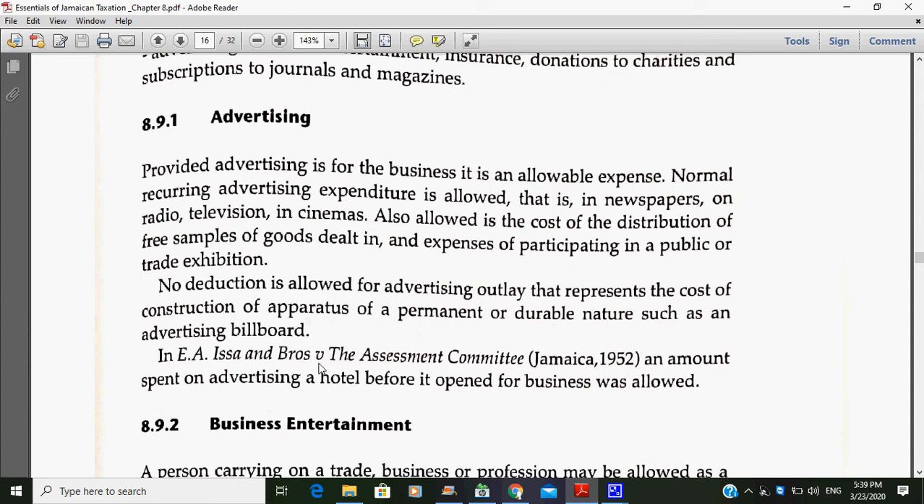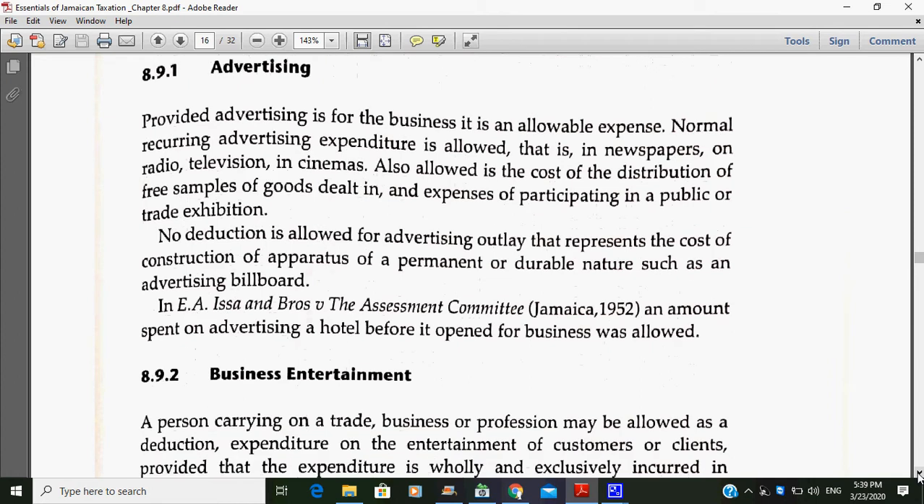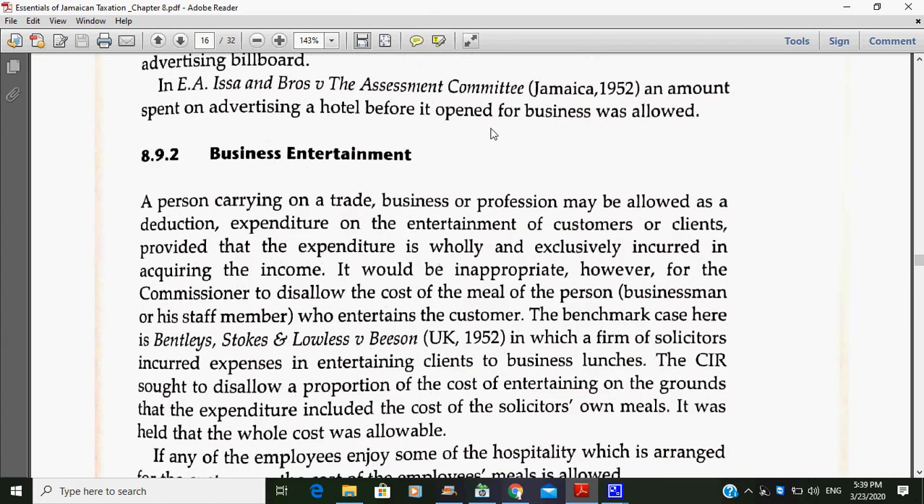All right. Then look at business entertainment now. A person carrying on a trade or business or profession may be allowed as a deduction expenditure on the entertainment of customers or clients, provided that the expenditure is wholly and exclusively incurred in acquiring the income. It would be appropriate, however, for the commissioner to disallow the cost of the meal of the person who is a businessman or his staff member, who entertains the customer. So that amount would be disallowed, right?